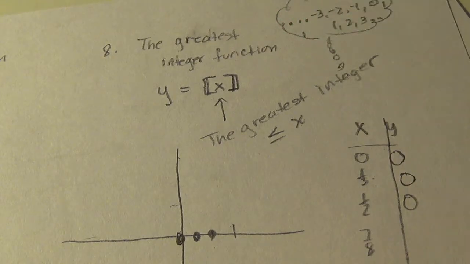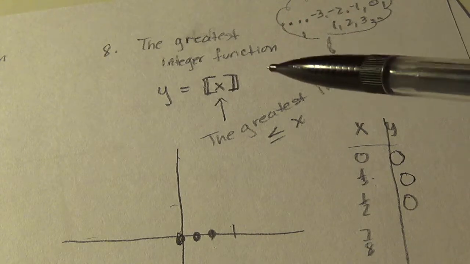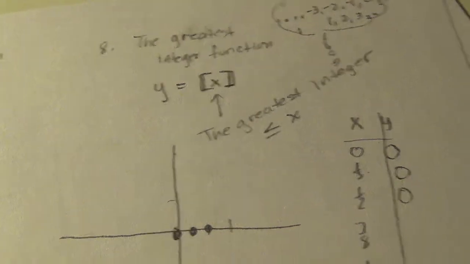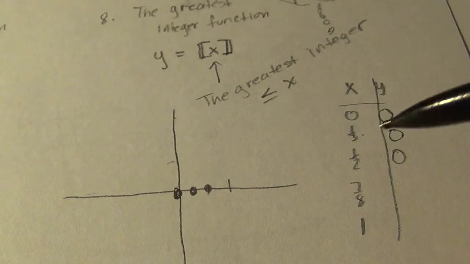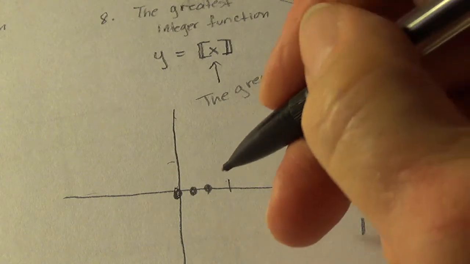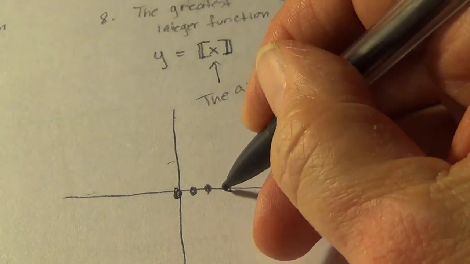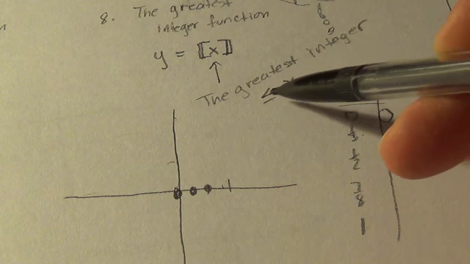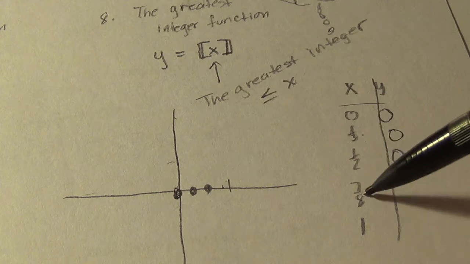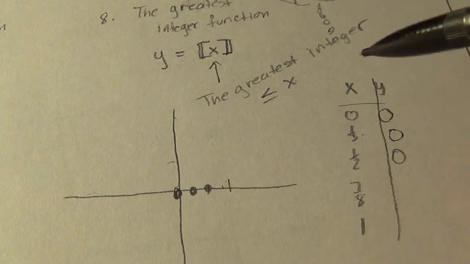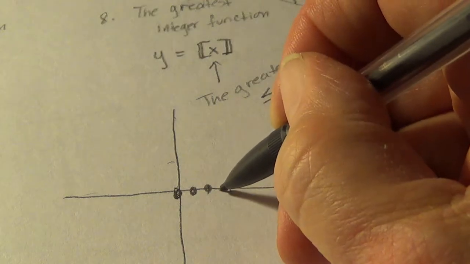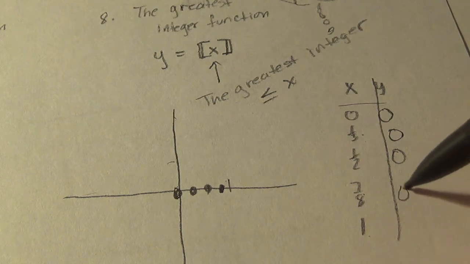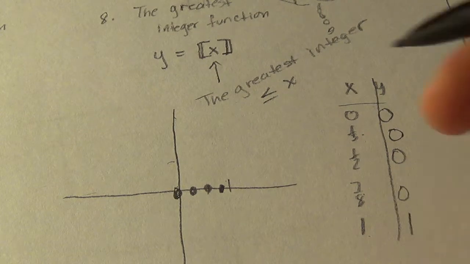Alright, here we are coming down this interesting graph, the greatest integer function. So we're back here on part 2. 7/8, and that is right here for x. And what is the greatest integer less than or equal to 7/8? It's still 0. So now when we get to 1, the greatest integer less than or equal to 1 is 1.